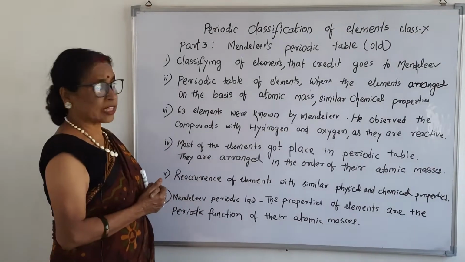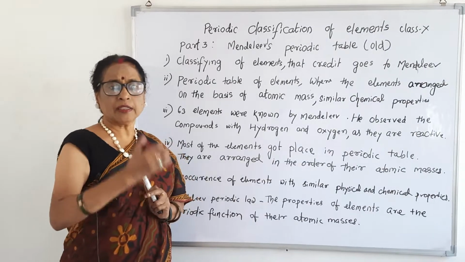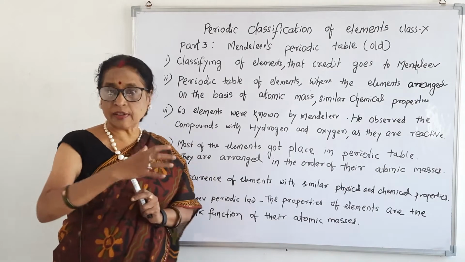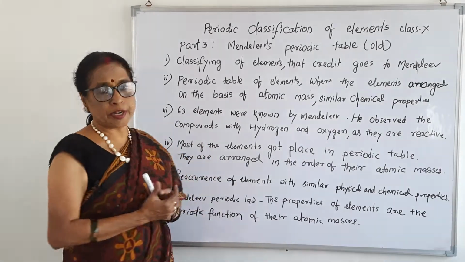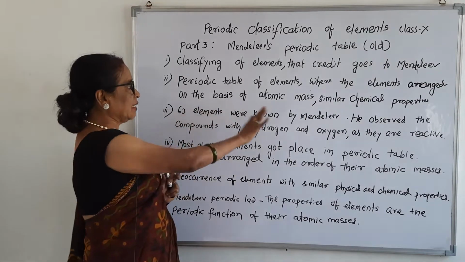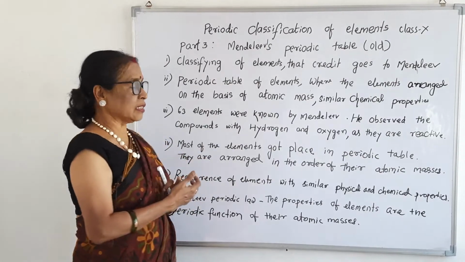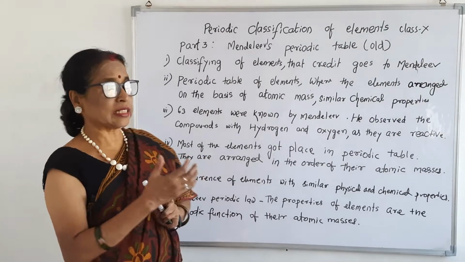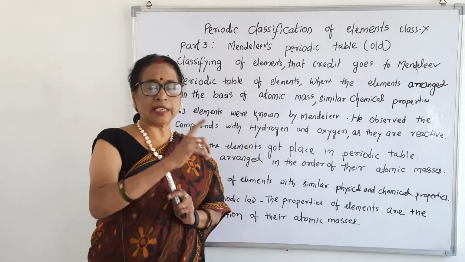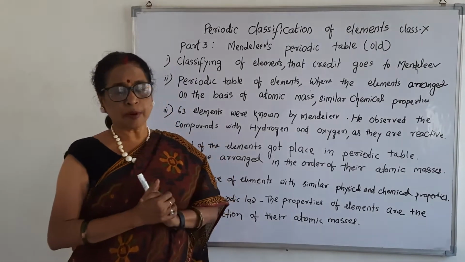Now, the credit for classifying the elements goes to Mendeleev, because he is the scientist who gave the idea of our periodic table, where the elements are arranged according to atomic mass. He arranged the elements according to their increasing atomic mass and also according to similar chemical properties.